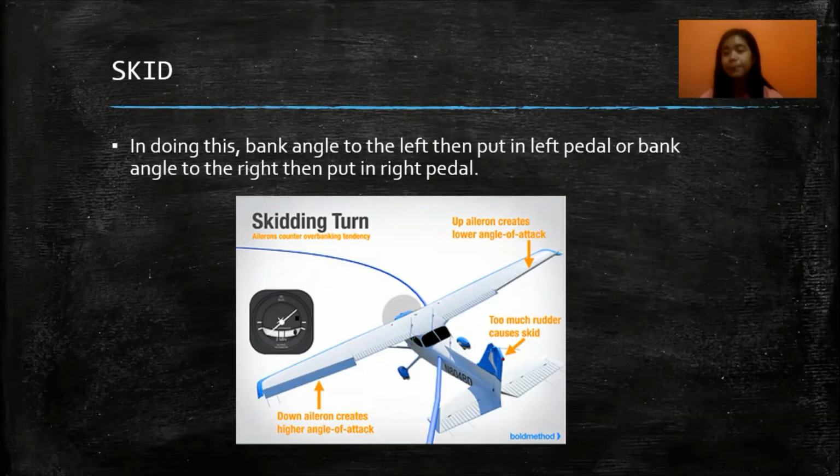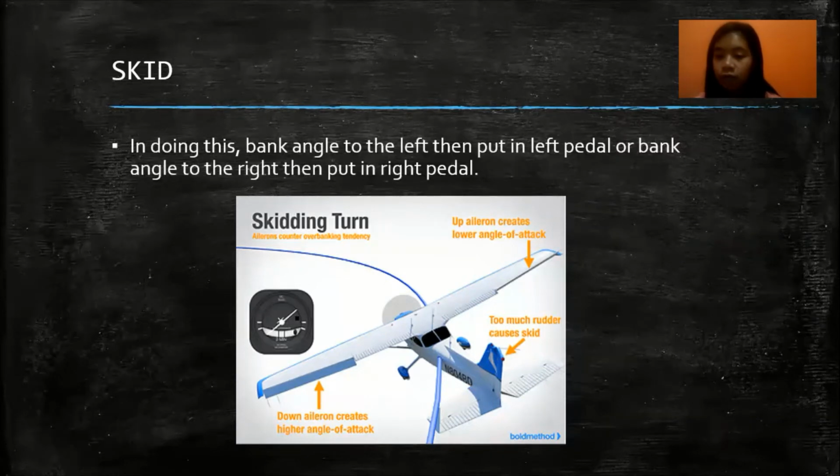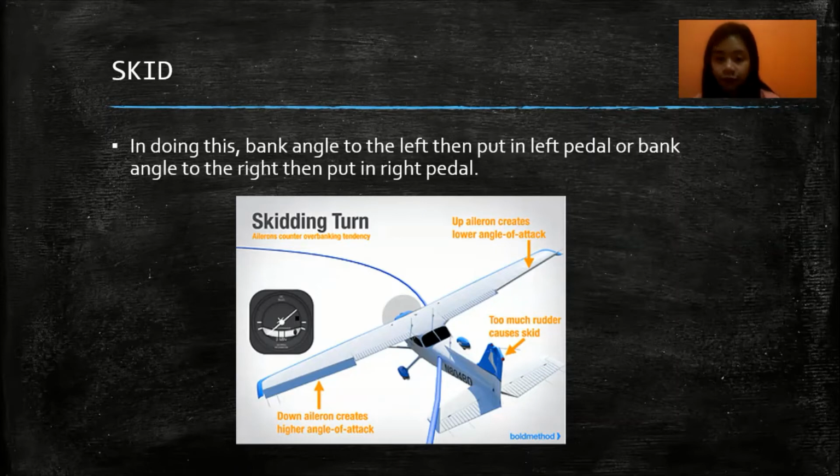So kung sa slip, opposite yung banking sa pag-apak mo ng pedal, dito naman sa skid, pareho. For example, nag-bank ka to the left, dapat yung pedal mo na aapakan ay left din. So, sabi rito, in doing bank angle to the left, put left pedal, or bank angle to the right, then put in right pedal. So, yun. Ayun yung skidding turn. Too much rudder causes skid, tapos up aileron creates lower angle of attack, tapos down aileron creates high angle of attack.